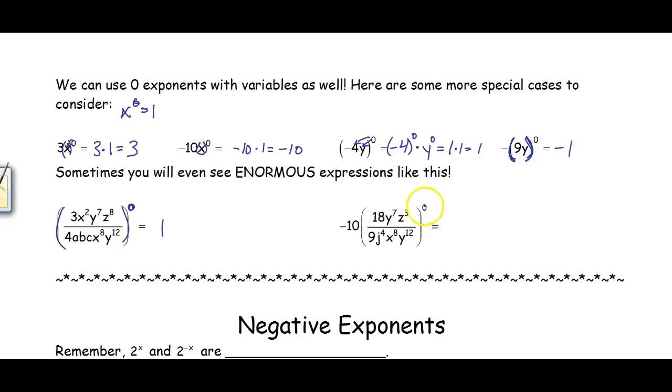Okay, in the next problem, we have negative 10 times our whole expression raised to 0. So this really becomes negative 10 times 1, which is negative 10. So any expression or variable or term raised to 0 is going to equal 1. In this case, negative 10 is just outside the parentheses, so you're going to end up multiplying it and get negative 10.